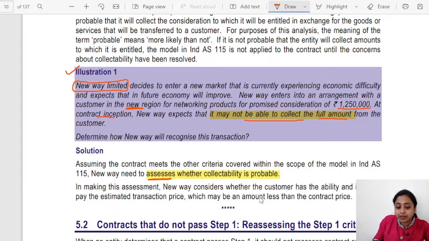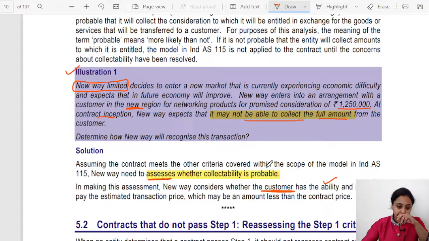New Way Limited should evaluate whether its customer has the ability and intention to pay, which may be an amount less than the contract price. Okay, are you clear with this concept, that it should be highly probable that the full amount will be collected? If not, then the entity should reassess and evaluate the customer's ability to pay such amount. If yes, then you will record it. If no, then you will not record it in the books of accounts.